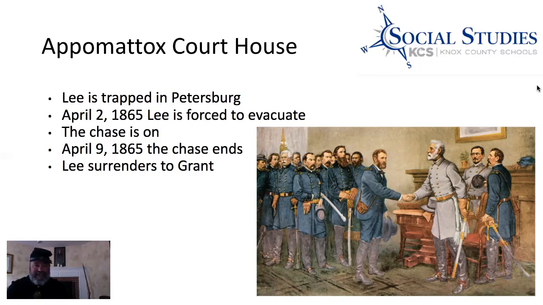And so the great chase is on. The chase lasts for about a week. And on April 9th, 1865, the chase ends. Grant's army arrives in Appomattox Courthouse before Robert E. Lee does. And Lee has no choice but to ask Grant to meet him for the purpose of surrendering his army. Which happens on April 9th, 1865. Robert E. Lee surrenders to Grant, and that is what you need to know about Appomattox Courthouse.